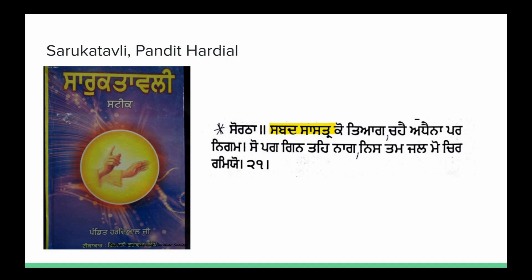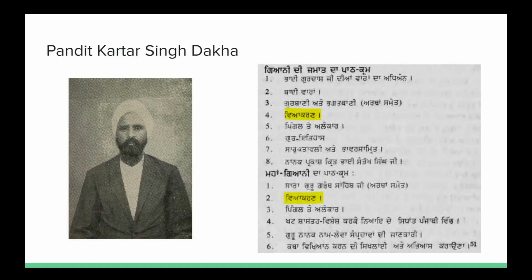So he's saying that to abandon Sabd Sastra means Vyakaran, grammar. So if someone wants to abandon grammar and wishes to read Nigam, I guess you can say scriptures, Sopa Ginta Nag, it's like counting the feet of a snake. Nistam Jalmoche Ramyo, it's like wandering in the dark night within water. Right? It's a very illogical thing, is the point it's trying to make. And so this is a very traditional text, and it's talking about the importance of grammar as well.